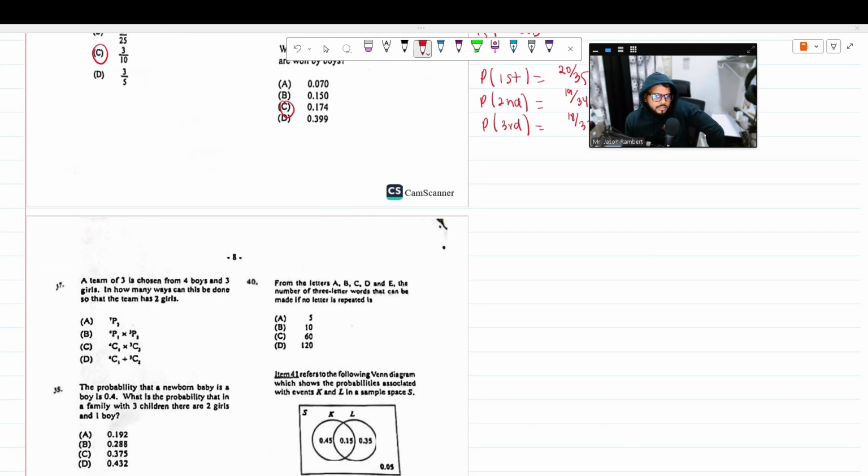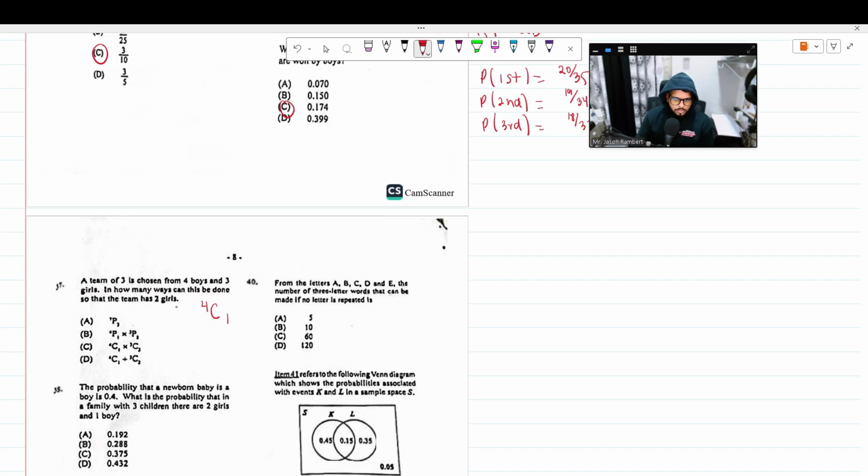A team of 3 is chosen from 4 boys and 3 girls. How many ways can this be done so that the team has 2 girls? So the team has 2 girls, right? If the team has 2 girls, we definitely just going to have 1 boy. So how are we going to choose that 1 boy? It could be any of the boys. So we're going to say 4 boys, 4 choose 1. How are we going to pick the 2 girls?